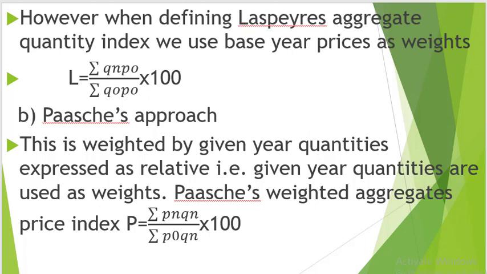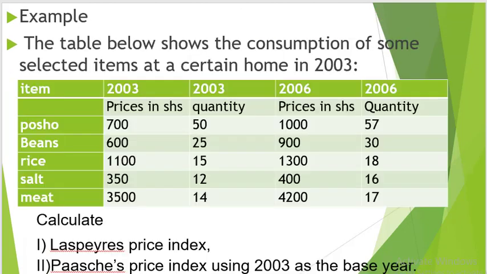This is weighted by given year quantities expressed as relative, i.e. given year quantities are used as weights. Paasche weighted aggregate price index is equal to summing Pn Qn over summing P naught Qn. Take care there, we have Qn there. Then times 100.